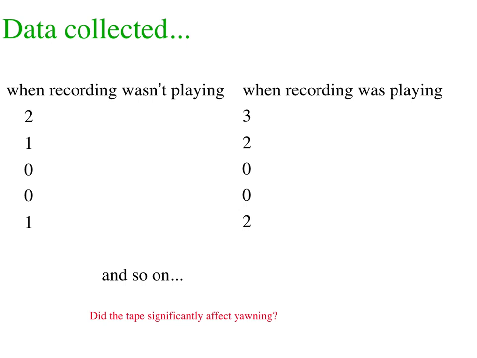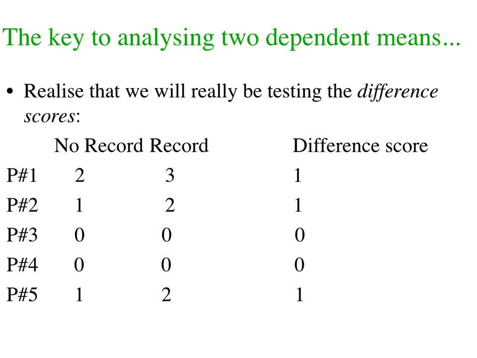Now, the key to this kind of analysis is that we're going to be looking at difference scores. So we really want to test whether or not there's a difference from the first time to the second time. So we'll have that no recording period, and then we have the recording period. Say, for instance, participant number 1 has 2 during the no recording period and then 3 yawns during the recording period, the difference is 1. So if I take recording minus no recording, I get a 1. If I take the second person, take the recording number of yawns and subtract the number of yawns they had during the no recording, you can see it's also 1, and so on.